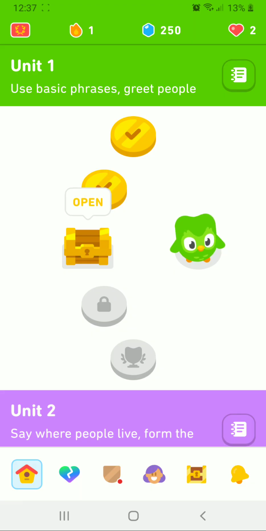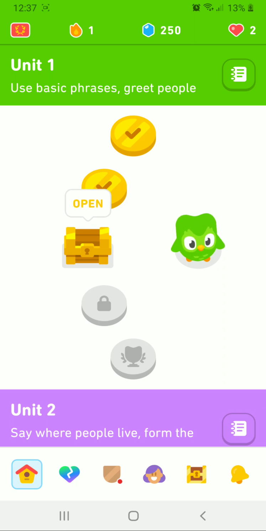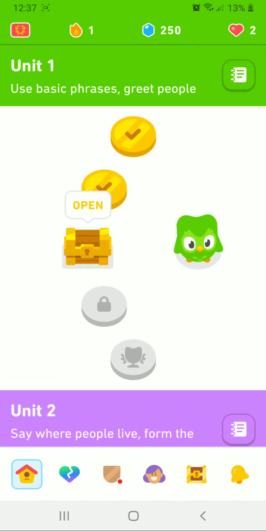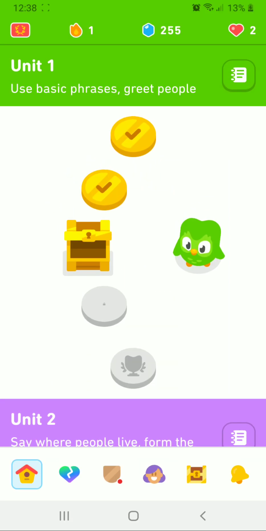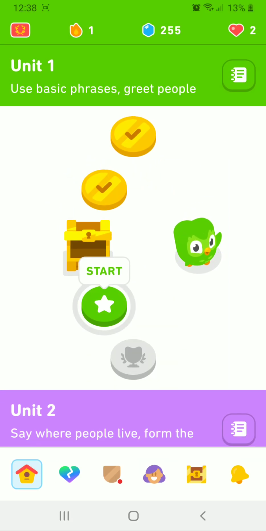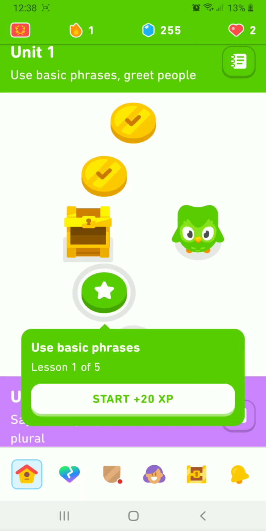So we have now finished the first unit, right? Well, actually, the first unit is not just that. We still have to finish the first unit in Duolingo. What I wanted to say was the first part of the first unit is done, or the second part also. And now we have to open this. So if I open this, I get some rewards. That's good. And we can start from here.